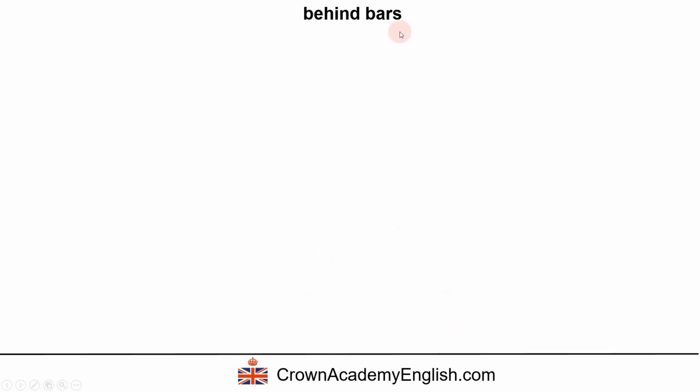Behind bars. I think this one is quite easy to guess. So if a criminal is behind bars, then he or she is in prison. So they have been imprisoned. They have been found guilty and they are serving time. So someone who is serving time is behind bars.